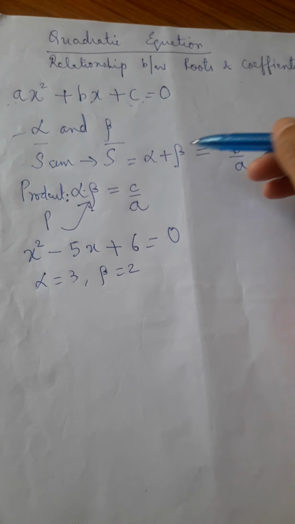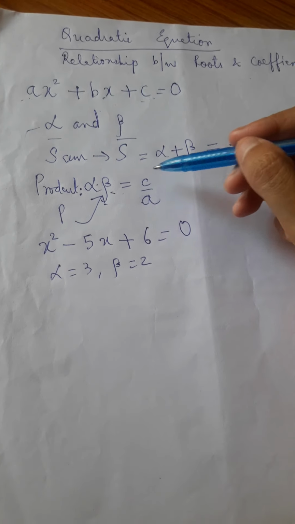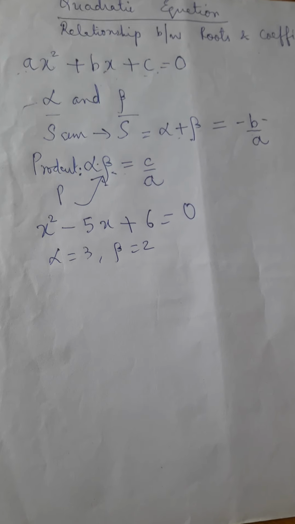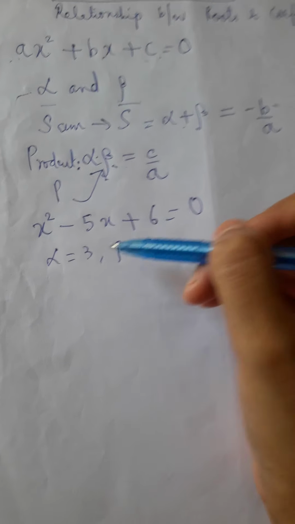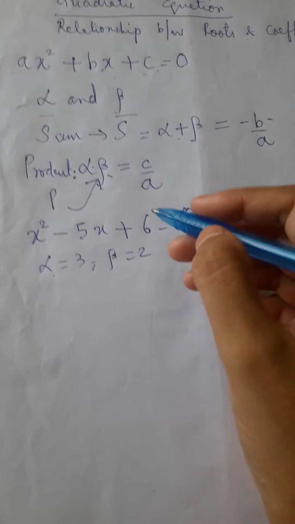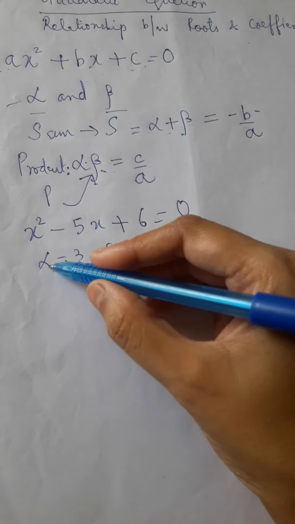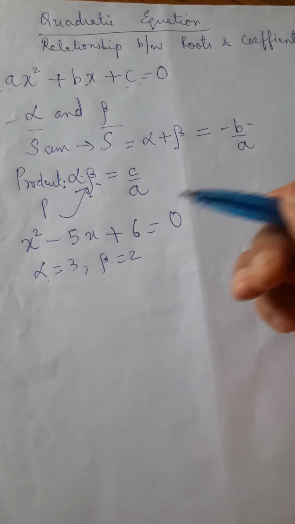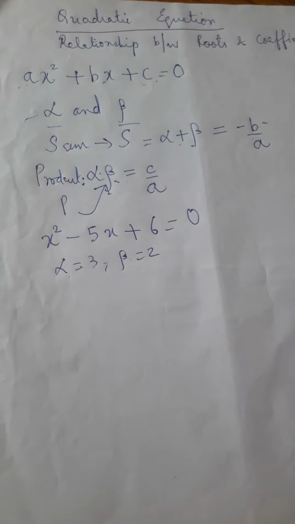And addition and multiplication, both are commutative. So it doesn't matter. I could even say beta is 3 and alpha is 2. It doesn't matter which order you take it. Just give them names, alpha and beta. This is alpha, this is the symbol for beta. Basically, they are Greek alphabets. Let's not go into that.